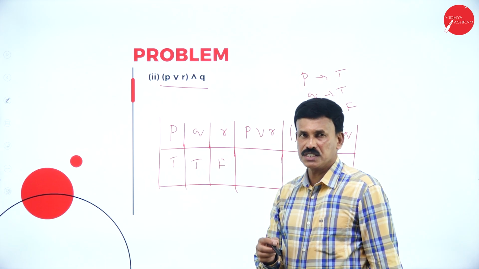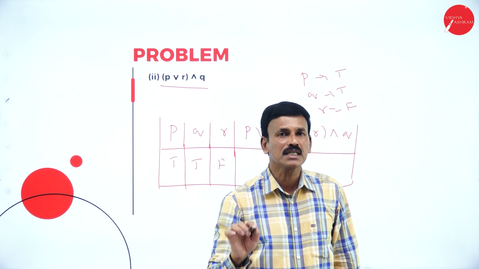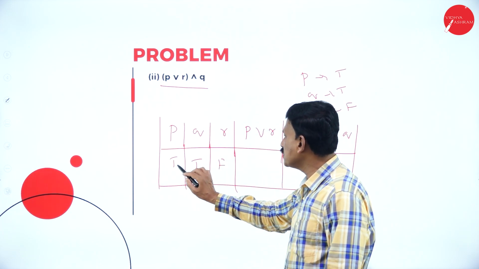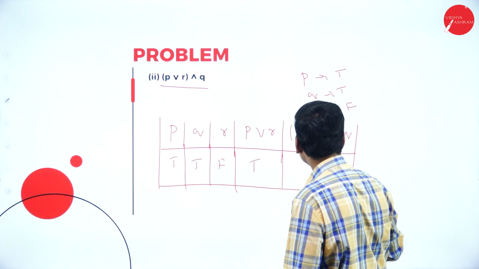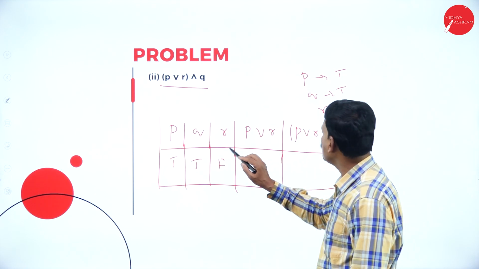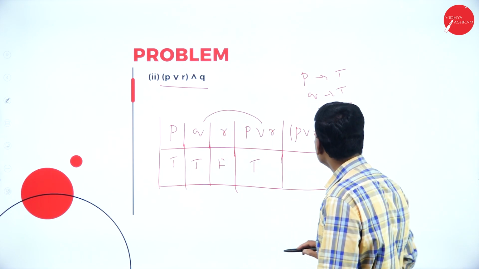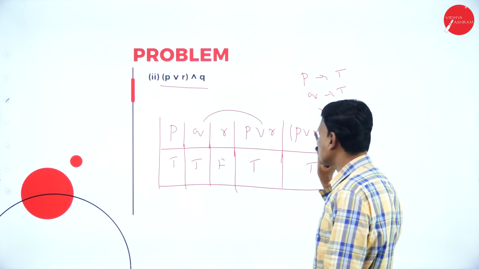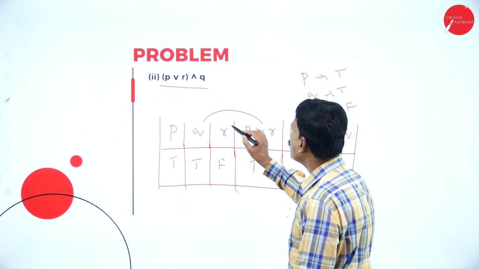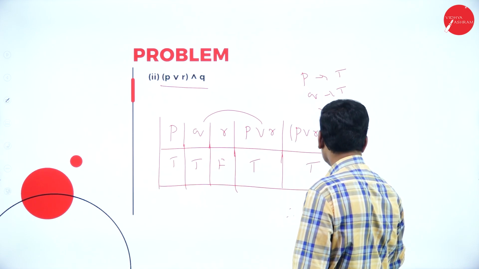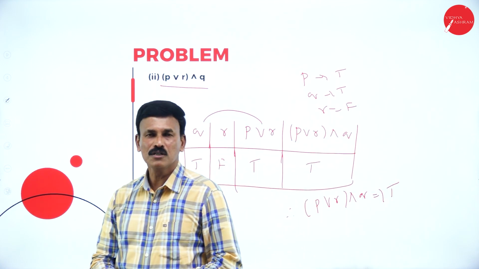In case of disjunction, if it is F and F, false and false, then only the statement is false. In other cases it is true. So the disjunction of true and false is true. Again, write down the conjunction for P disjunction R and Q. The conjunction of true and true is true. So therefore, P disjunction R conjunction Q is equal to true. Hope you followed.